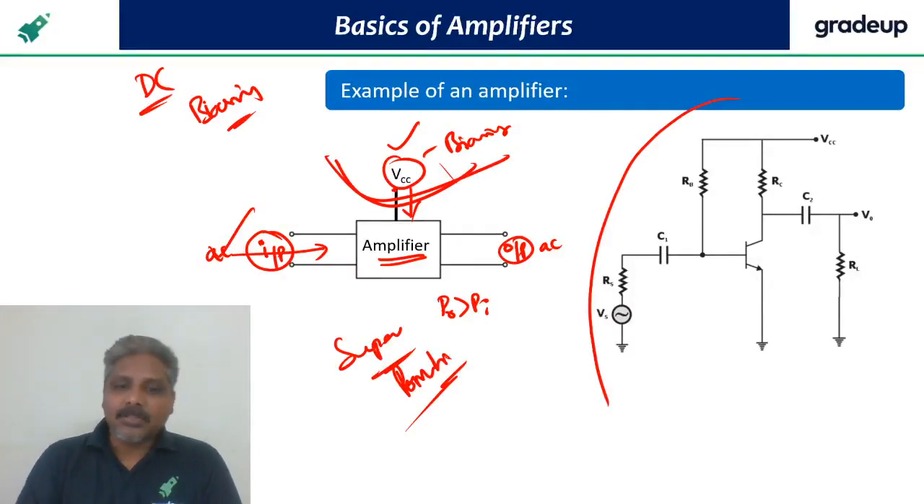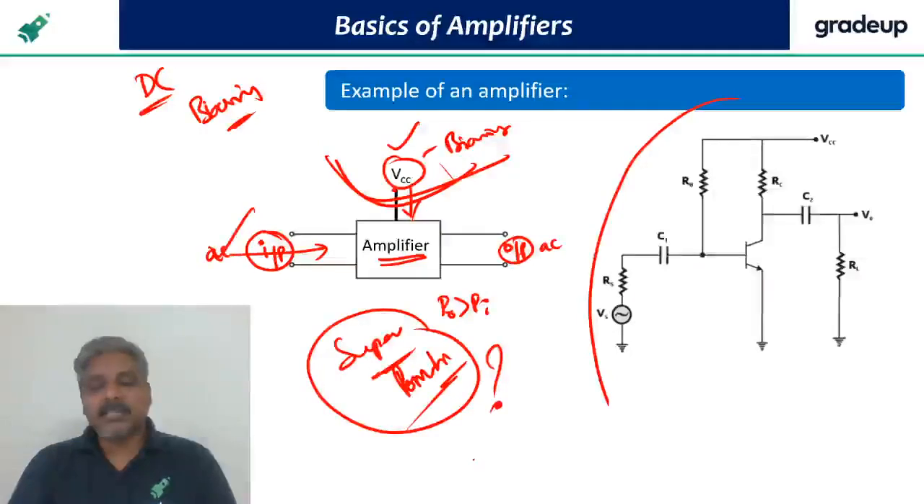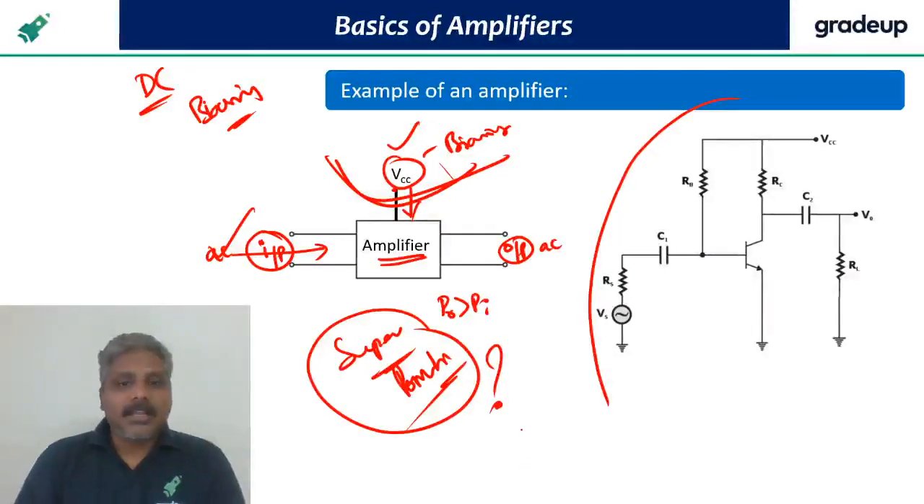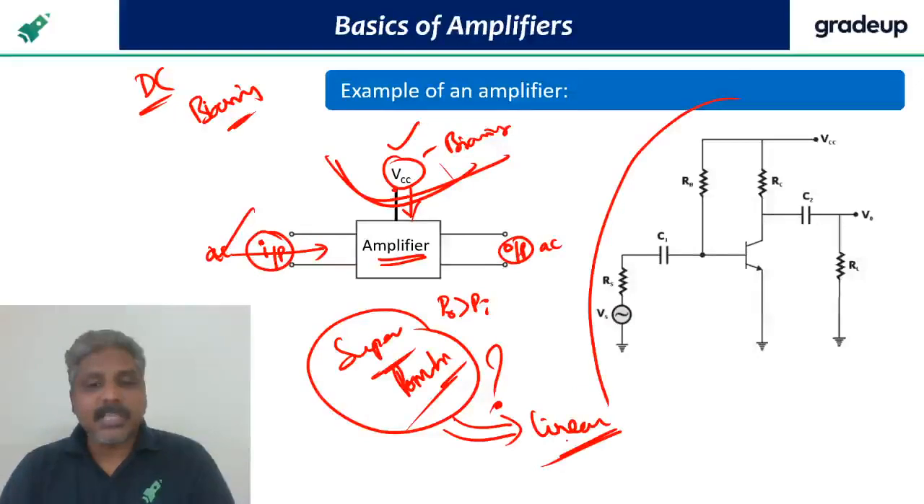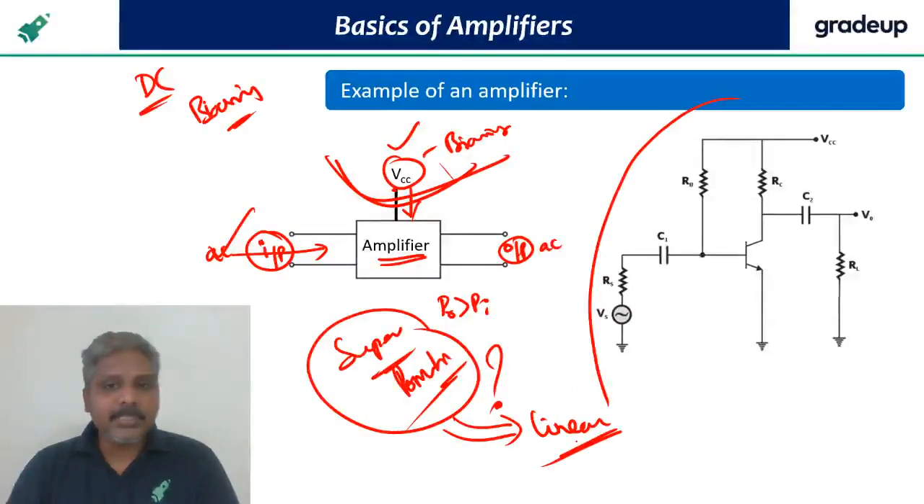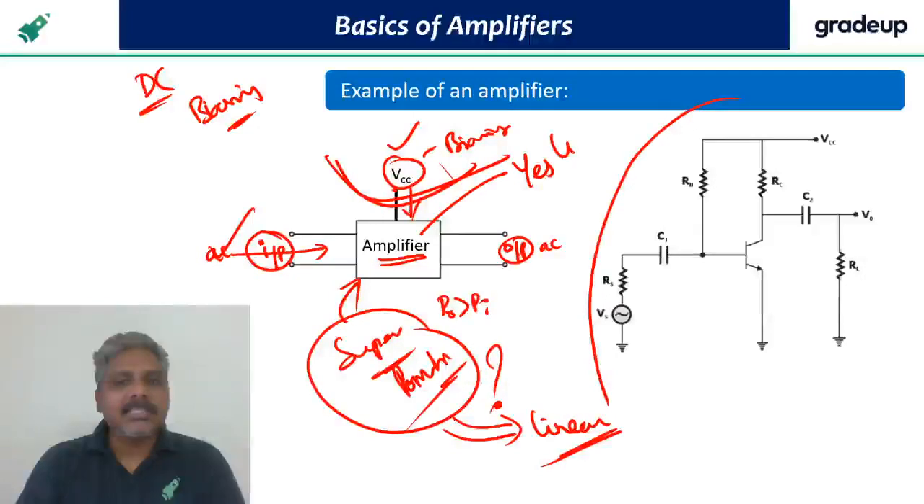Now there is a question. Sir, for an amplifier circuit, can we apply superposition? Because for the superposition theorem to apply, there are some limitations. For superposition to apply, the circuit should be linear. If the circuit is not linear, you cannot apply superposition. Now I am applying superposition to the amplifier. Is the amplifier linear? Yes, the amplifier is linear.